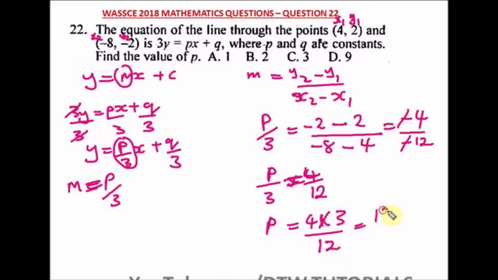And what is 4 times 3? This is 12 divided by 12, and 12 divided by 12 is definitely 1. So p is equal to 1. So our answer is 1, and the right option here is option A.